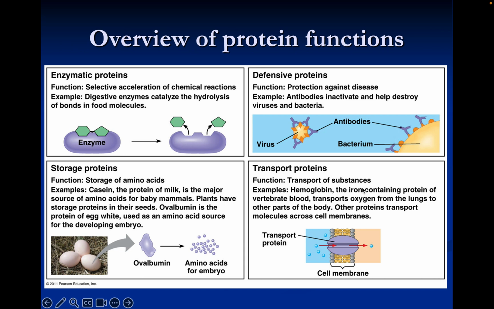And transport proteins, they move substances into and out of cells. For example, hemoglobin is the iron-containing protein in vertebrate blood. It transports oxygen from the lungs to other parts of the body, and other proteins also transport molecules across cell membranes.